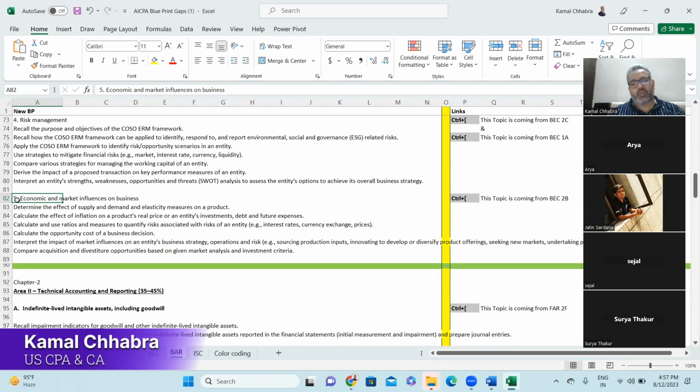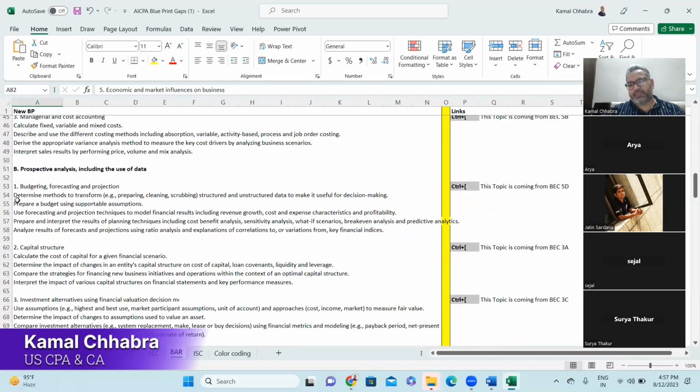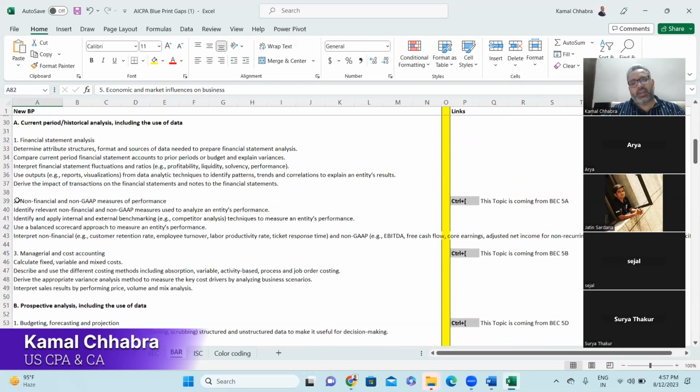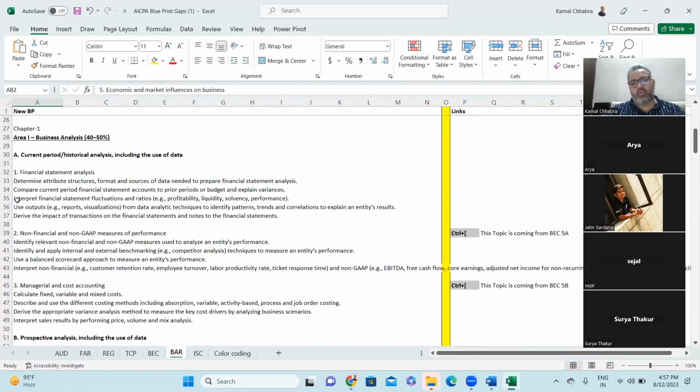So these all topics were earlier there in BEC. Most of them were in chapters 1, 2, 3, and 5, right? So all these areas would be coming from BEC to BAR, right, Jatin?